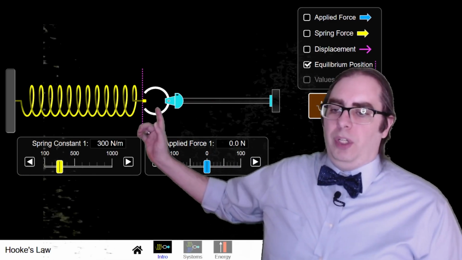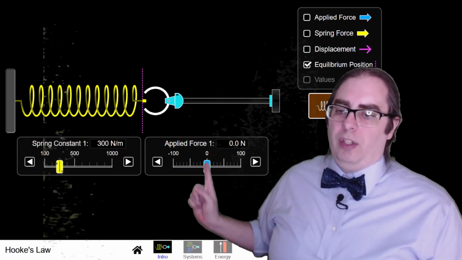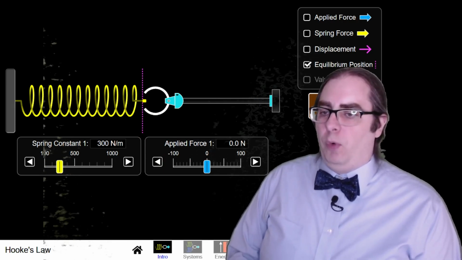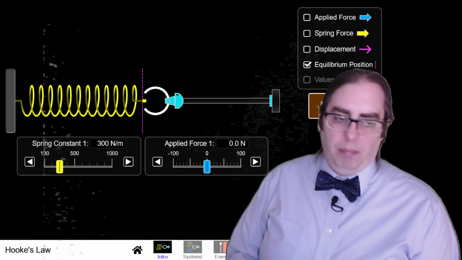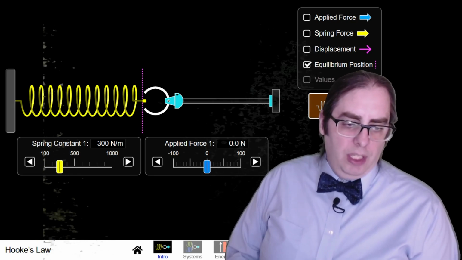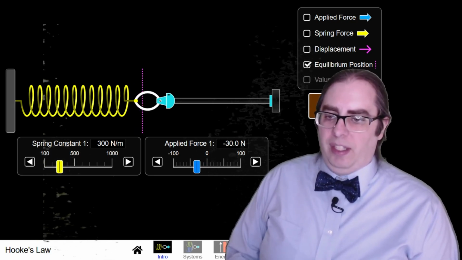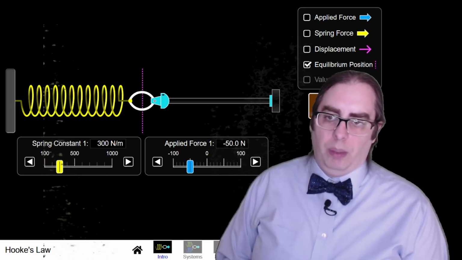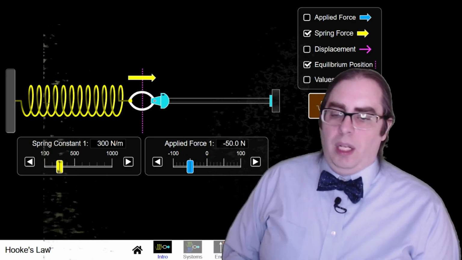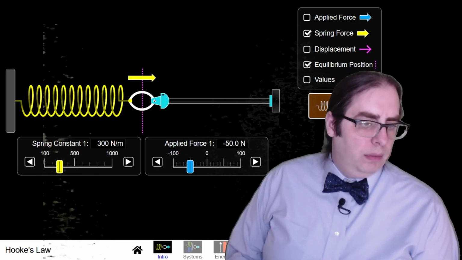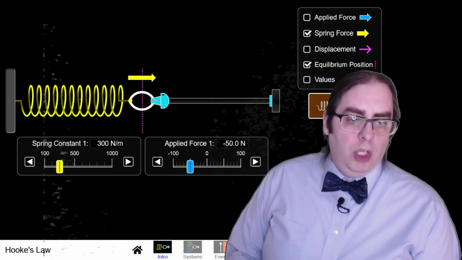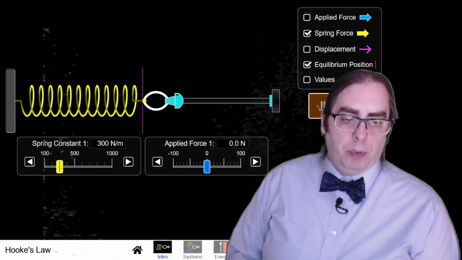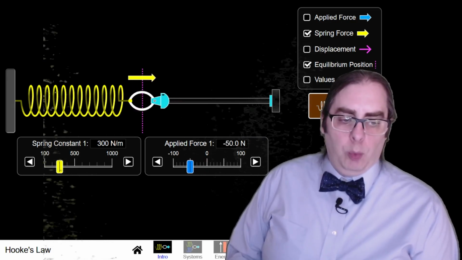All right, so we're going to apply a force. You can see currently there is no force being applied on this spring, but I can apply a force in the negative direction. There we go, now I'm actually clicking on the right thing. We can apply a force in a negative direction, which causes the spring to compress. You can see that when I applied this force, it pushes the spring away from that equilibrium position.